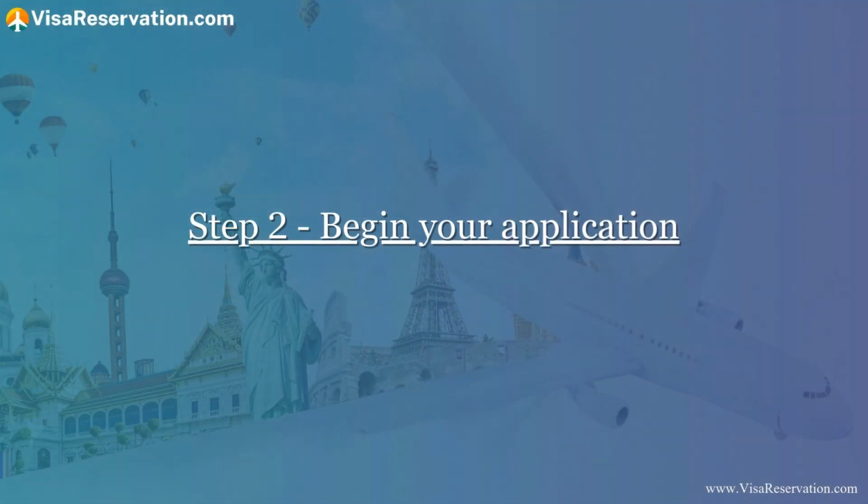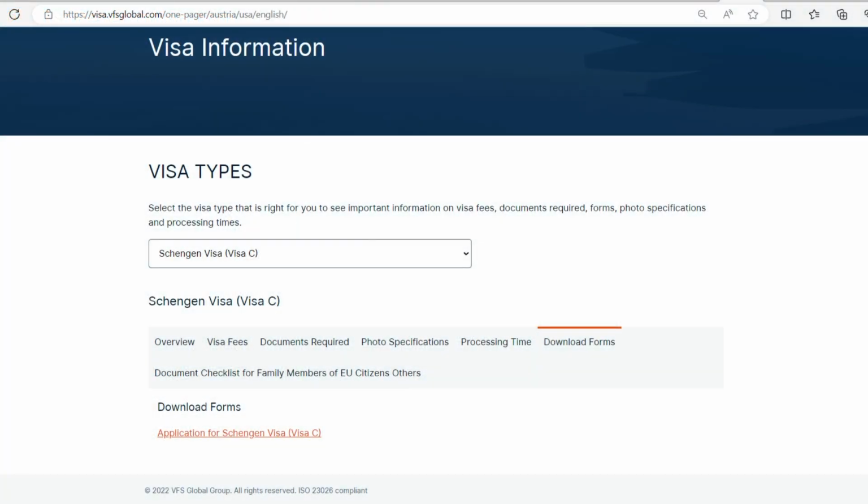Step 2. Begin your application. You can download the application form by choosing the visa you're applying for and saving it to your computer for you to complete. You must also print the form because you need to take it with you when you submit your application to VFS Global.